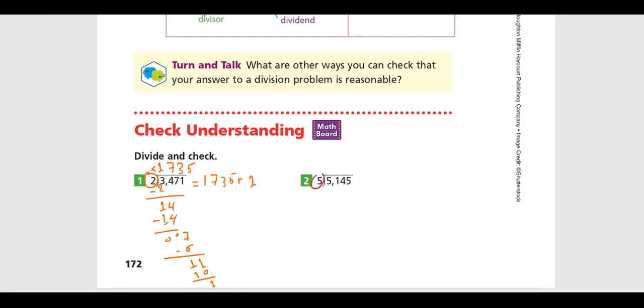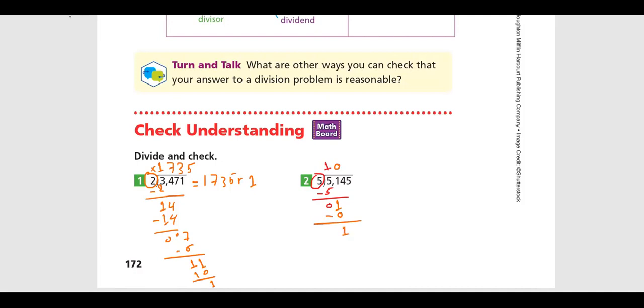This 5 is the divisor. So divide 5,145 by 5. How many 5s in 5? It's 1. 1 times 5 is 5. Subtract, it will be 0. Copy down 1. How many 5s in 1? 0. So 0 times 5 is 0. Subtract, it will be 1 again.